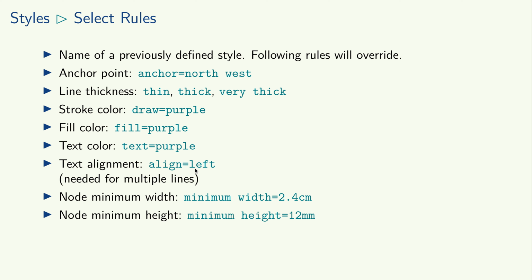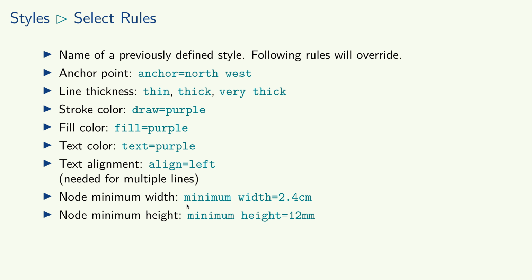Then you can say that now that I have a node that has some width, should the text inside of that be aligned to the left, the center, or the right? If you have multiple lines, then you need this. Otherwise, it won't break the line. Or maybe it gives you an error. I don't remember. But that's really annoying.